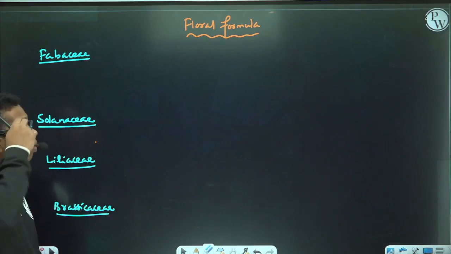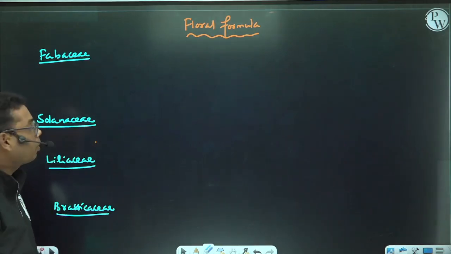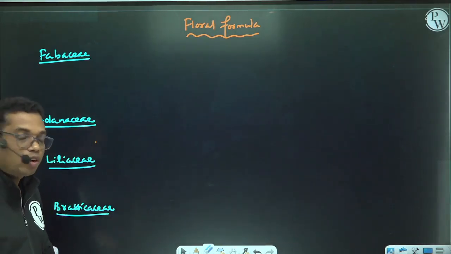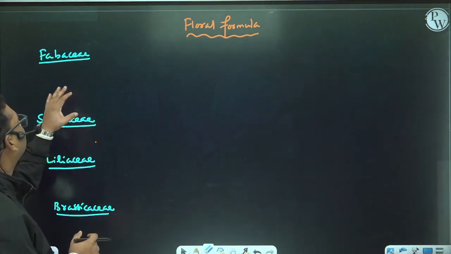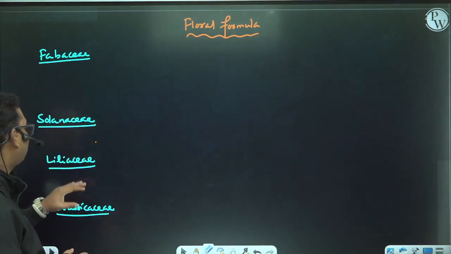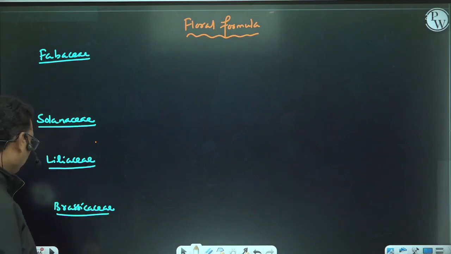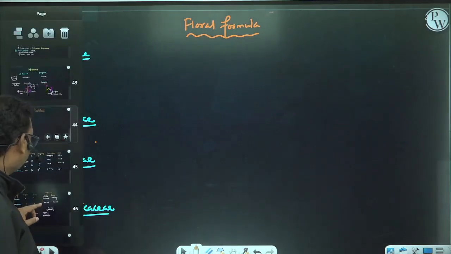Then let's talk about the floral formula. In floral formula, what about the floral formula of what? The Fabaceae, Solanaceae, Liliaceae, and Brassicaceae. And we have some other points also.